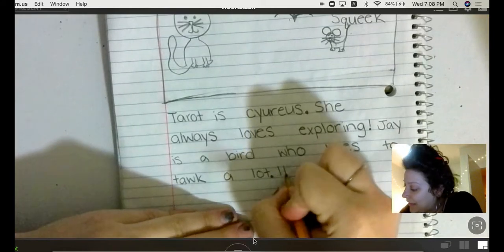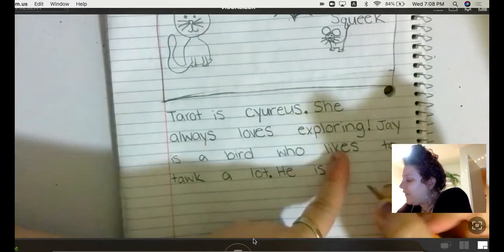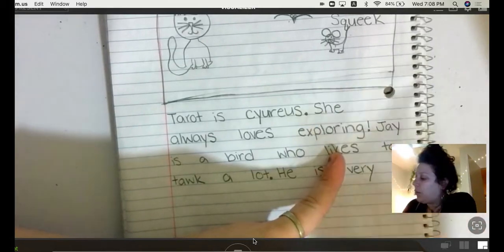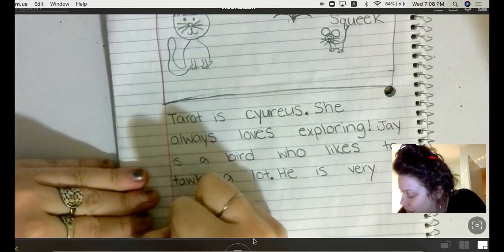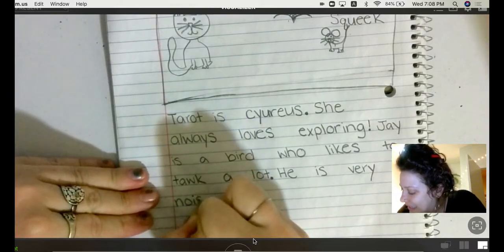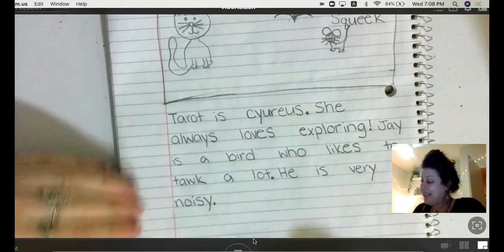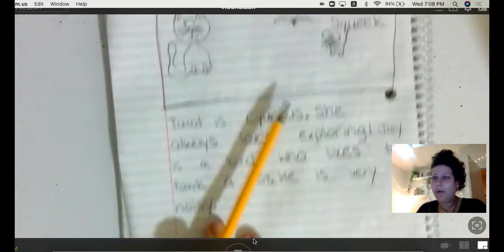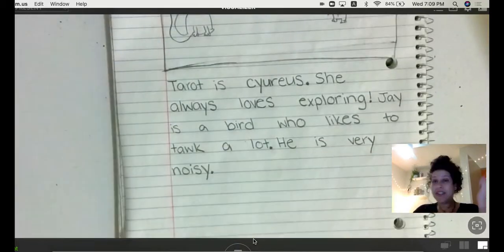He is very noisy. New sentence, so I begin with an uppercase. He is, I know it in a snap, is very. Y at the end of a word makes E. He is very noisy. Oi. I know that diphthong. Oi, E. Y at the end of a word makes E. He is very noisy. Awesome, friends. I wrote my 2 sentences about Taro. I wrote 2 sentences about Jay. Now I have to write 2 sentences about Squeak.